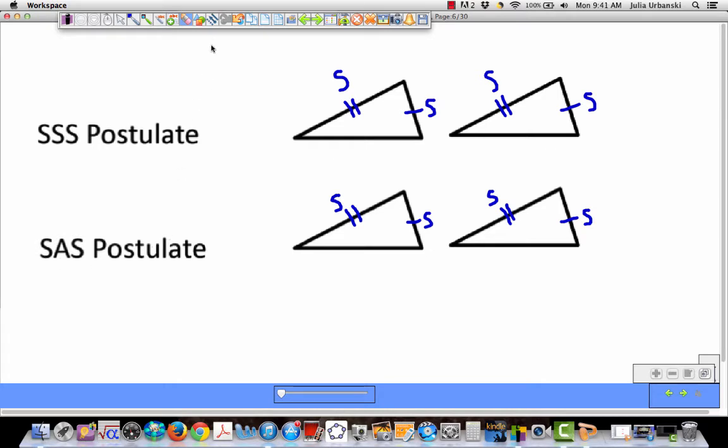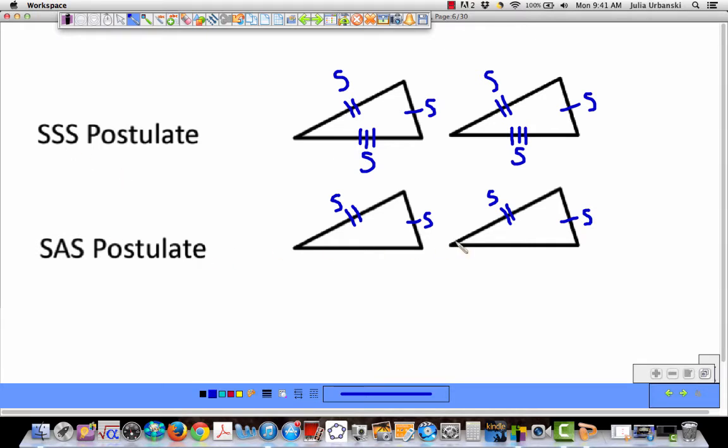Up on the top, we're going to go ahead and make a third side congruent to the other third side: side, side, side. If you ever see markings like this, then you automatically know that the triangles are congruent, all the parts are congruent, because you have a side-side-side shortcut. Three sides. Or, I'm sorry, three pairs of sides.